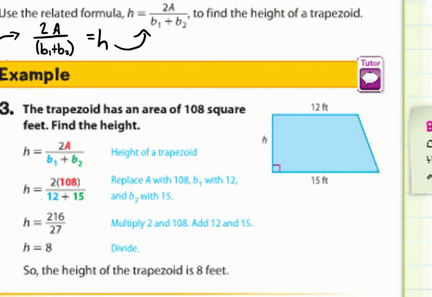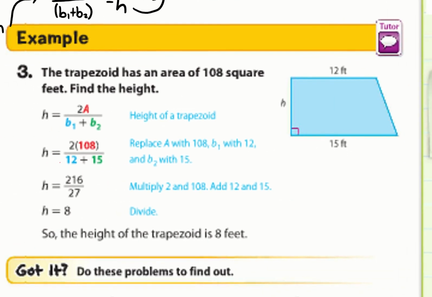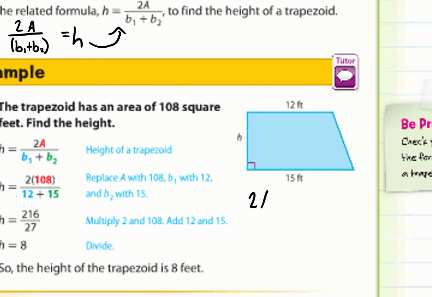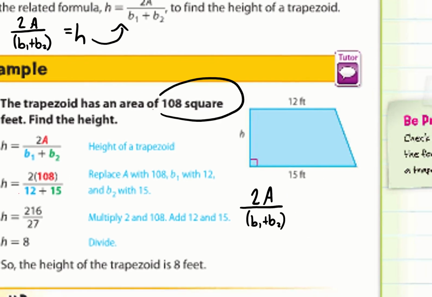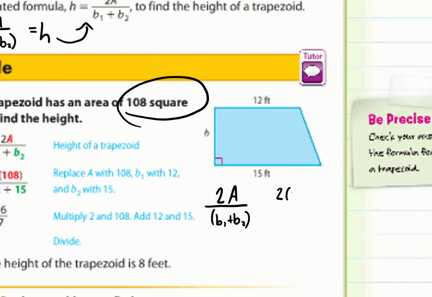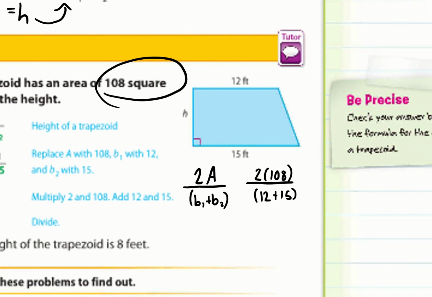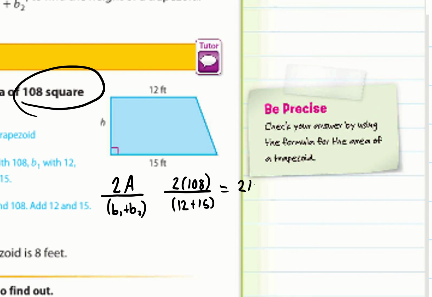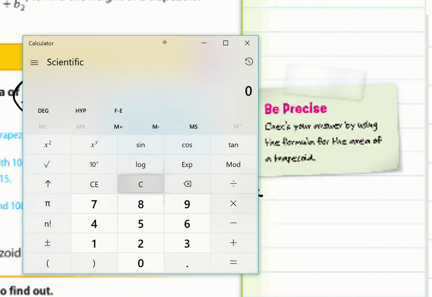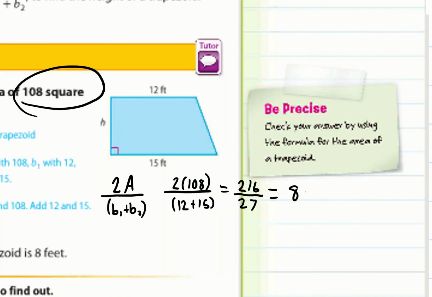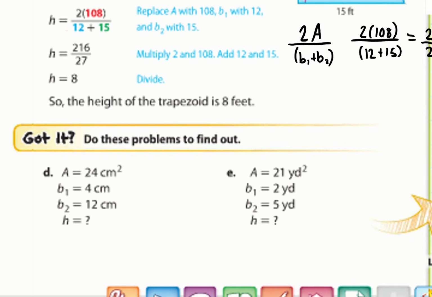So number 3, we need to find the height, and the area is given. So I'm going to use our new formula, 2a divided by base 1 plus base 2. Area is 108. So we have 2 times 108 divided by 12 plus 15. So 2 times 108, that's going to be 216 divided by 27. I don't know if those are compatible. 216 divided by 27. Yep, that's going to equal 8. So our height is going to be 8 feet. Remember, only the area is squared, the height is not squared. So go ahead and try D and E.